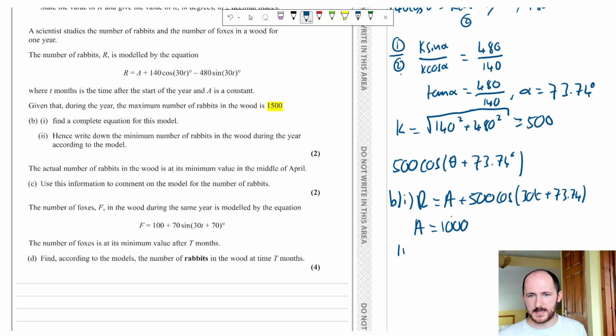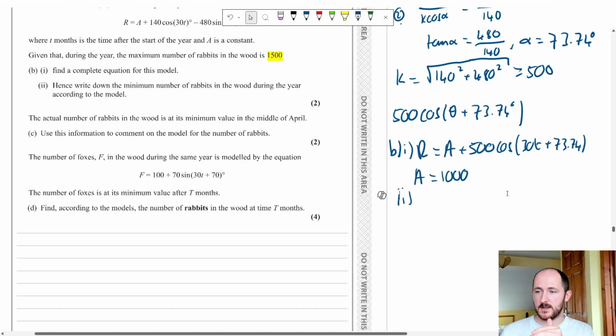Then part 2, it says, hence write down the minimum number of rabbits. Okay, again, some people might think about differentiating or something like that. Forget that. All we need to do is look at this. How do I make this equation as small as humanly possible? Well, if cos was -1, that would be the smallest value that r can be, right? When cos is equal to -1, because then we get a minus 500.